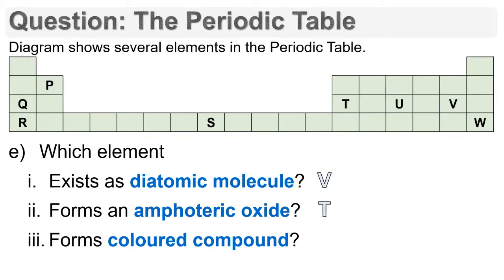Which element forms a colored compound? This special characteristic, which is unknown to other metals, belongs to the transition elements. Therefore, the answer is S.